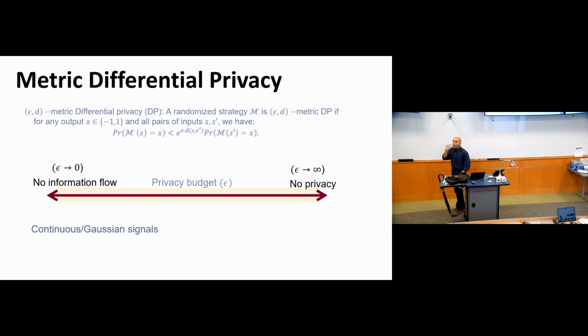Am I correct in my understanding of metric differential privacy as sort of an extension of differential privacy where, rather than being just constrained to neighboring inputs, you can have any pair of inputs, but then the distance between them is also taken into effect? Yeah, exactly. That's a good way of thinking about it. Any other questions?